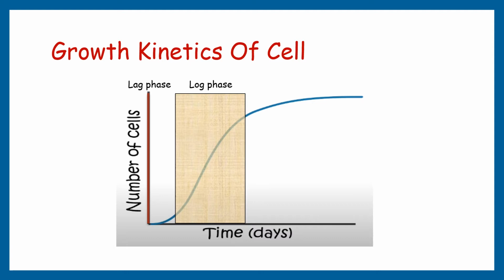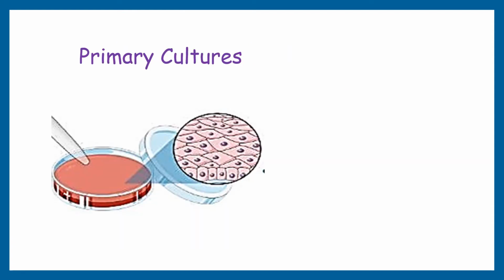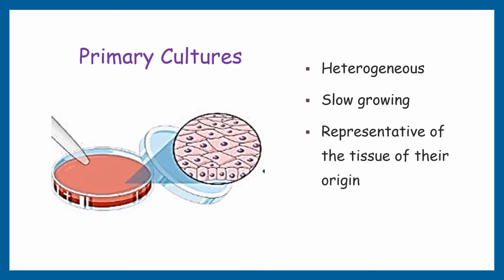After some time, due to depletion of media and nutrients or lack of space for new cell growth, and accumulation of waste products, the culture will reach the plateau phase. In this phase, cells become confluent and they need to be passaged into different flasks. Primary cell culture is usually heterogeneous and slow growing, but is more representative of the tissues of its origin, both in cell types and properties.